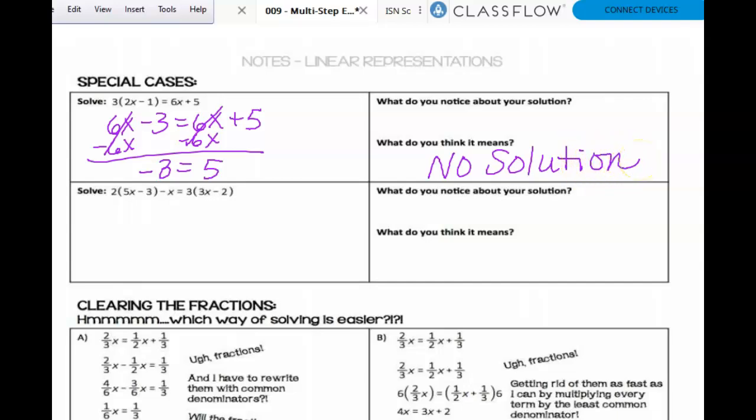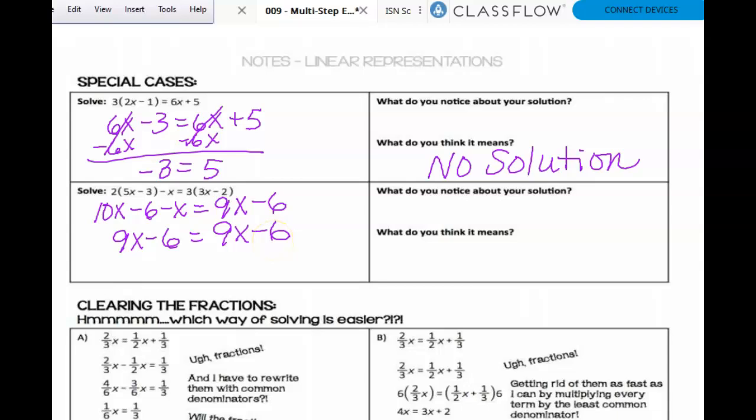So now what happened on the next one? Is this line good? Am I good here? So the reason I like this problem is sometimes we forget the 10x minus x. What does that give me? Do I change it to a plus? No. So 10 minus 1 gives me 9x minus 6 equals 9x minus 6.